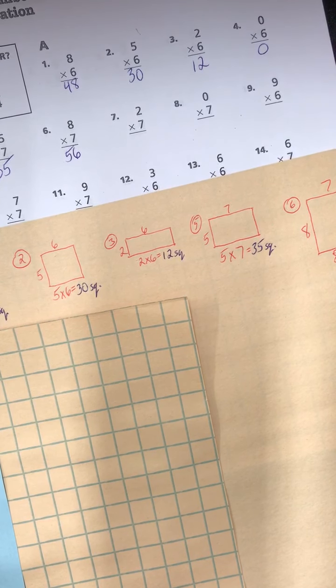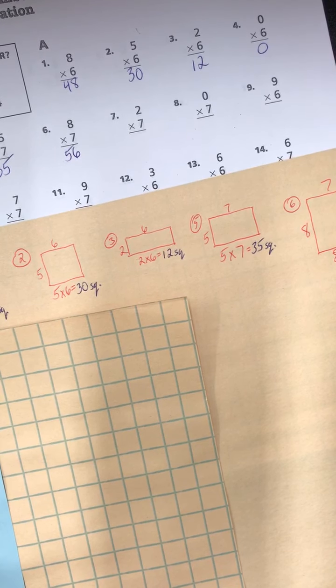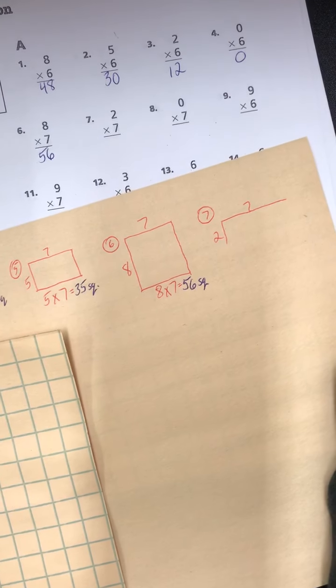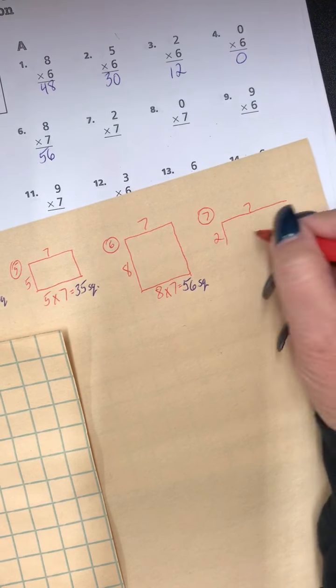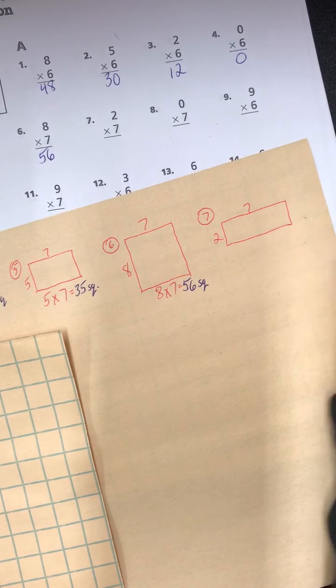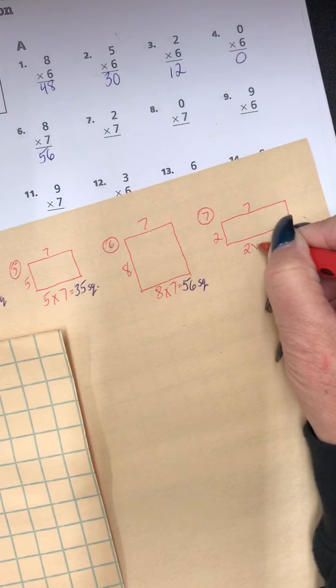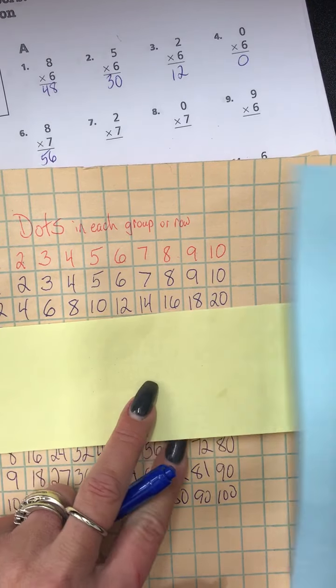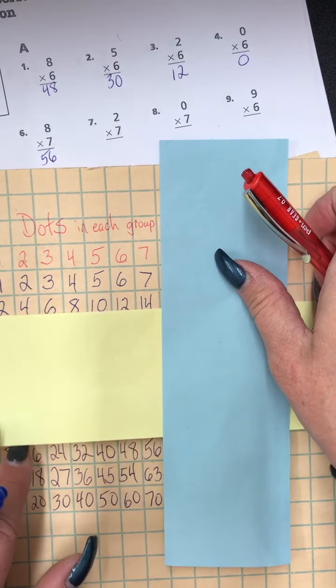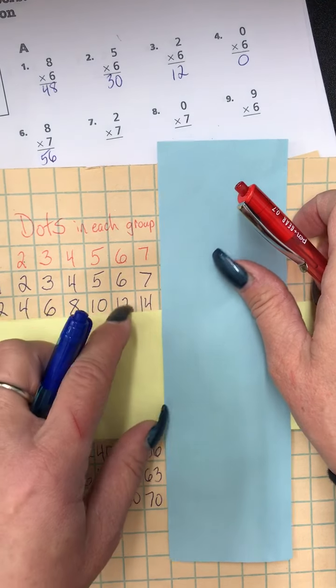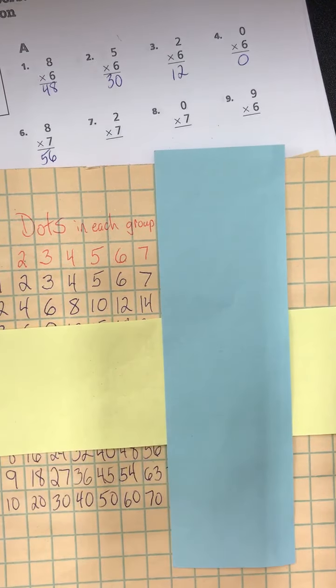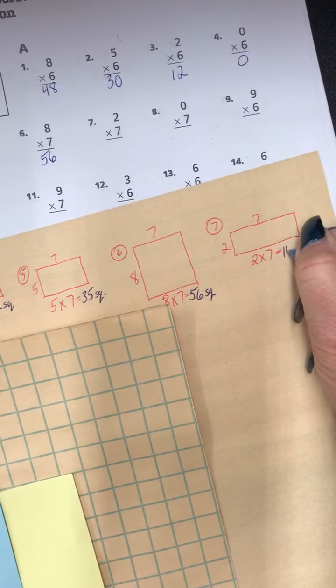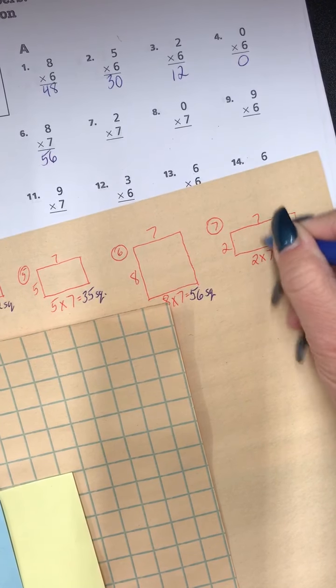Number 7, 2 times 7. So this is going to look very similar to 2 times 6. It's going to be long and skinny. So 2 times 7 is 14. 14 squares to fill this area.